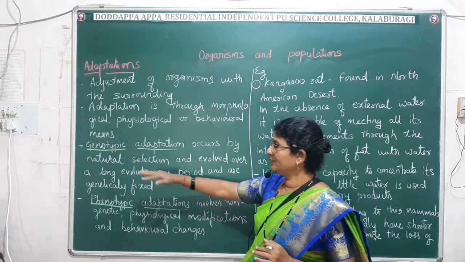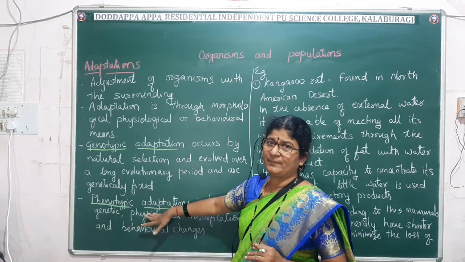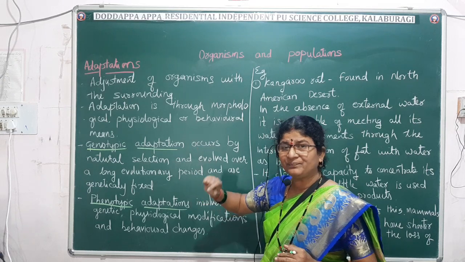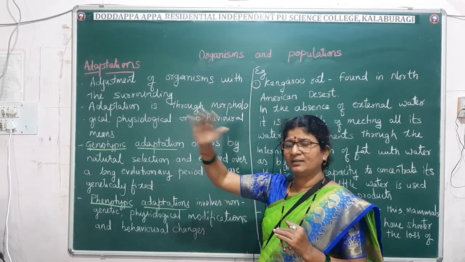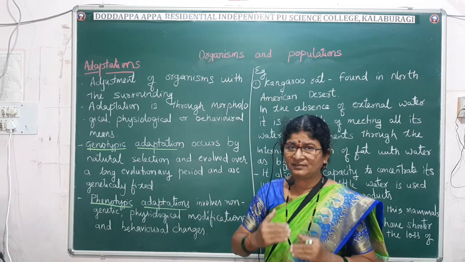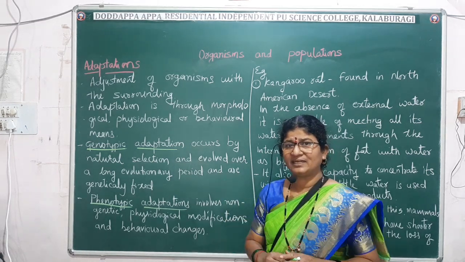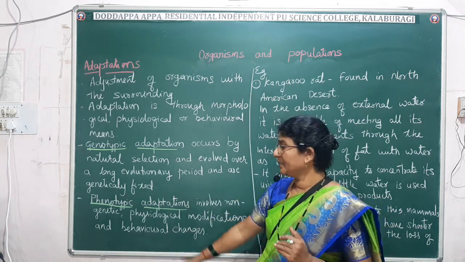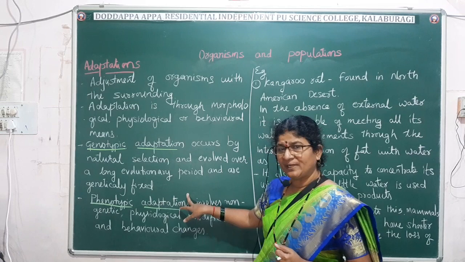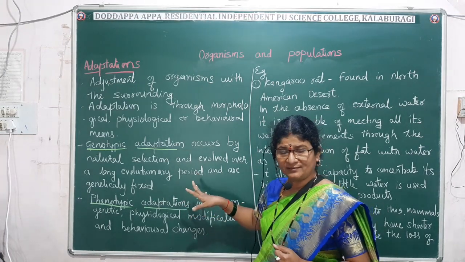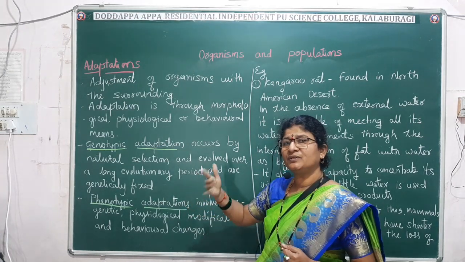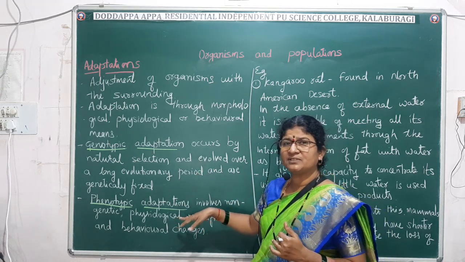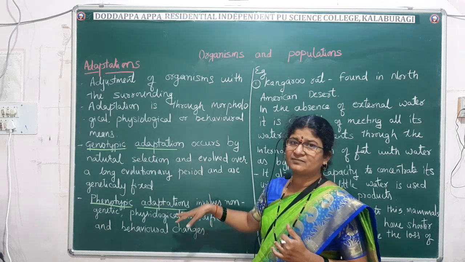Adaptations are of two types, genotypic adaptations and phenotypic adaptations. Genotypic adaptations occur through natural selection, which takes place over a long evolutionary period and then gets fixed in the genetic material. Genetically it gets fixed, and generation after generation such characters get inherited. Phenotypic adaptations are non-genetic and usually do not get inherited. They are seen in behavior, and some physiological changes help the organism to survive.